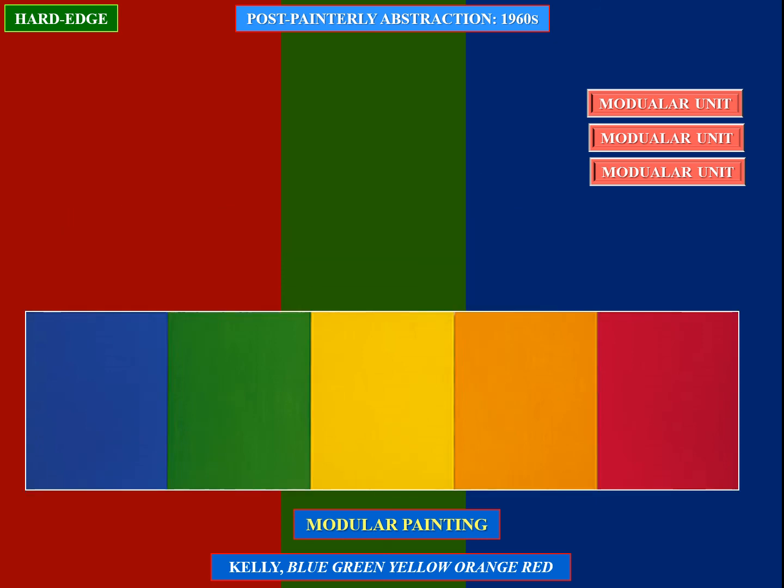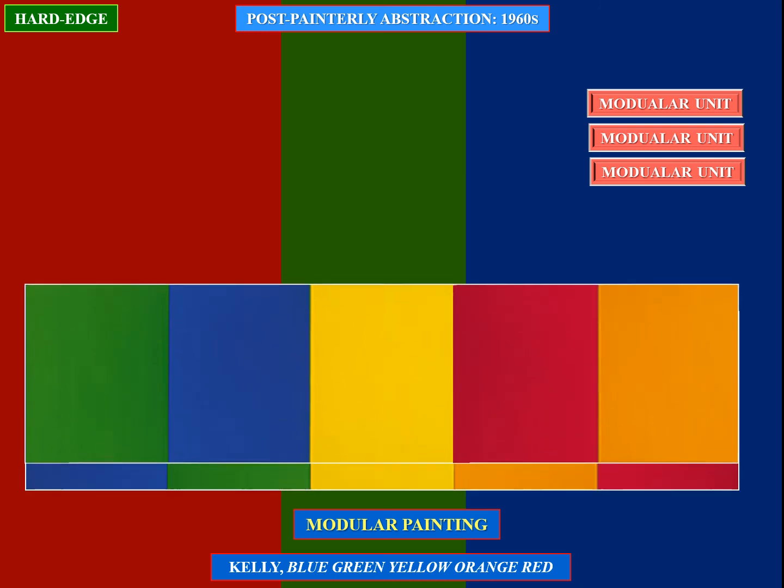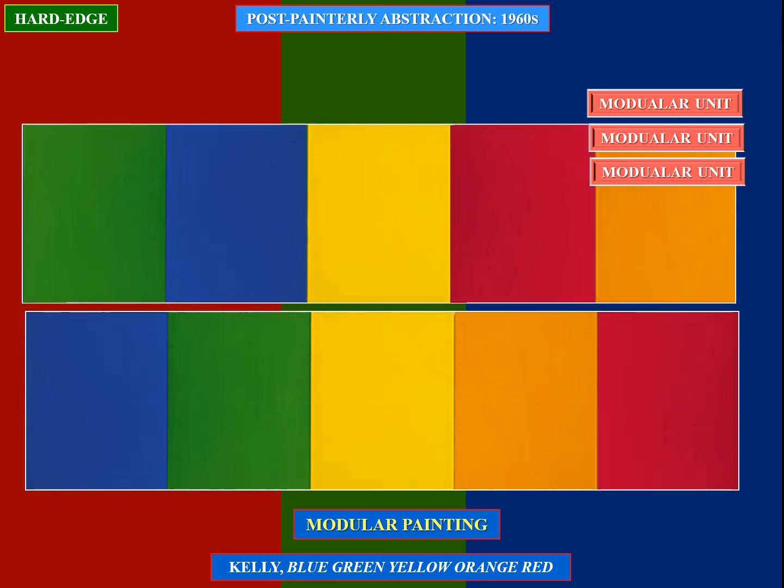And look, the whole idea is they are interchangeable. Look at this. I can just flip this around a bit and move it up there, and it really does look like the same painting for all intents and purposes. So their modular unit is an interchangeable part in the composition of a painting.